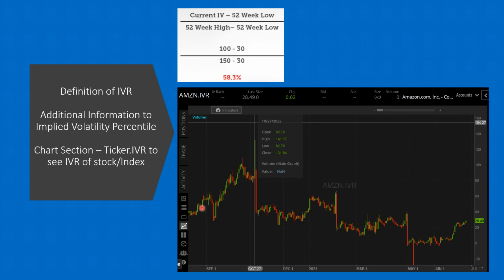So you can get a chart. Here I have one about Amazon. This IVR indicates a little bit what the volatility is actually doing, and it gives you good information for trading ideas, like we will see now. So really check it out. Whenever you have a stock or an index you would like to buy, just check with .IVR how the rank is currently doing.